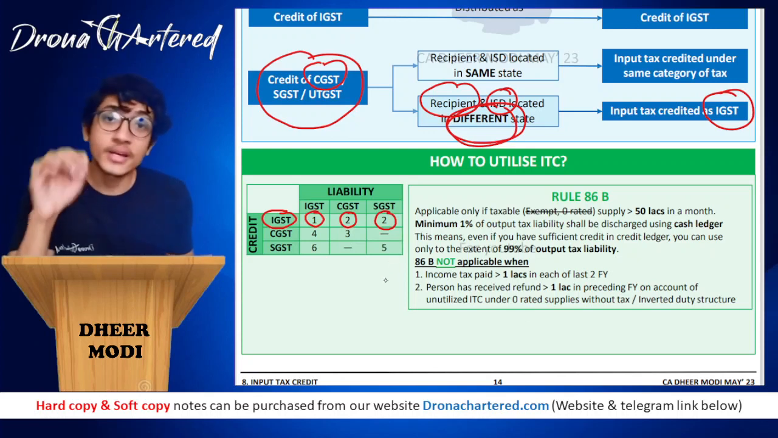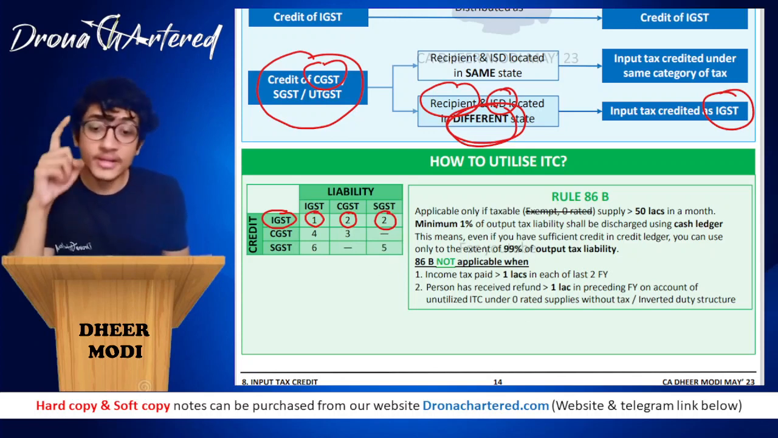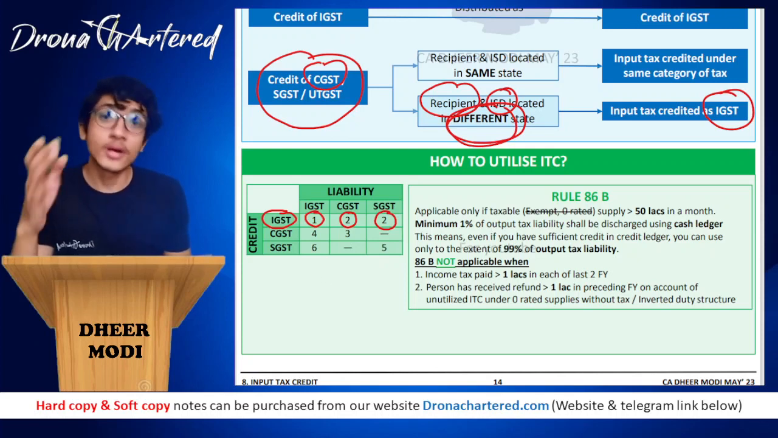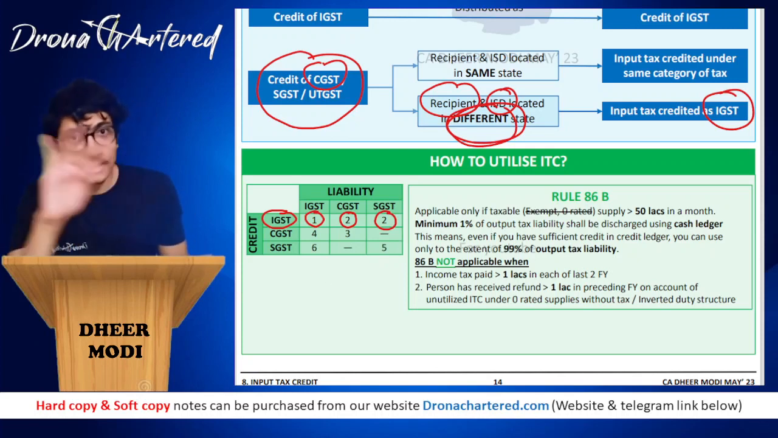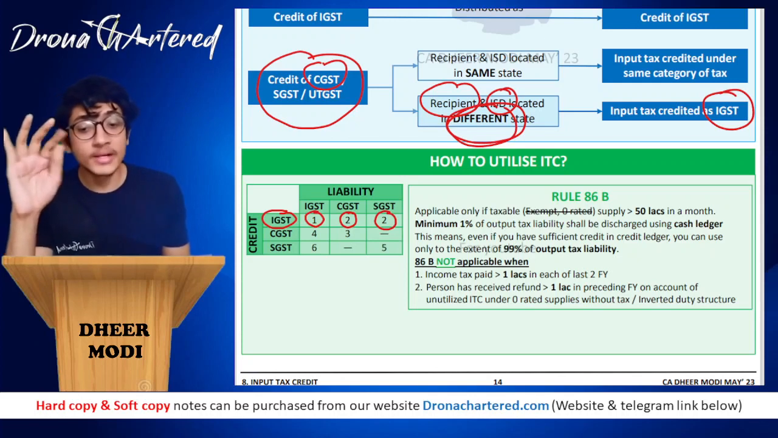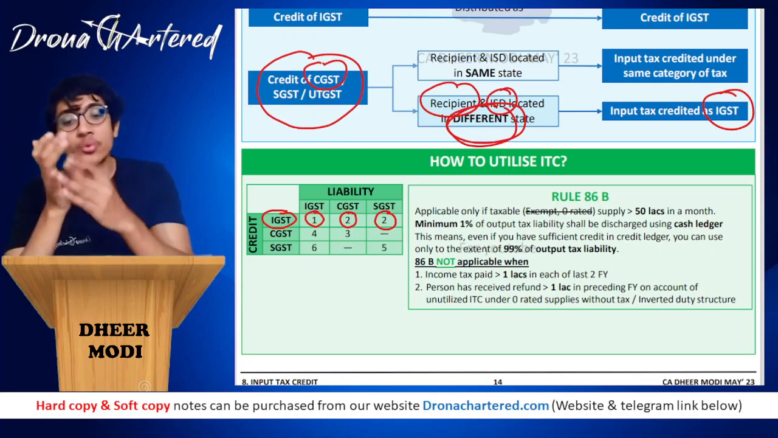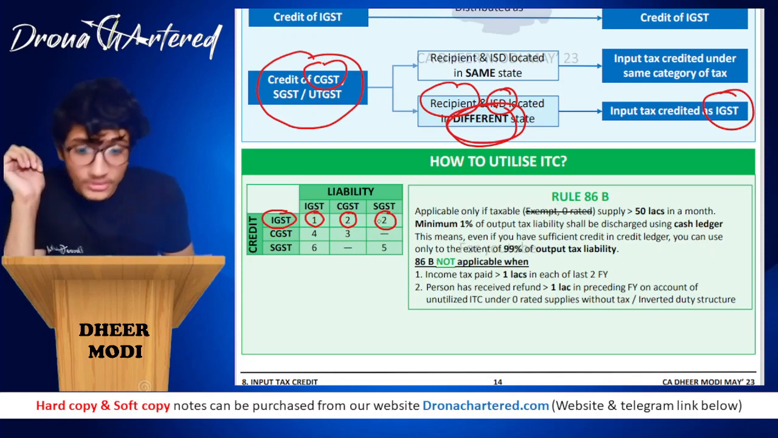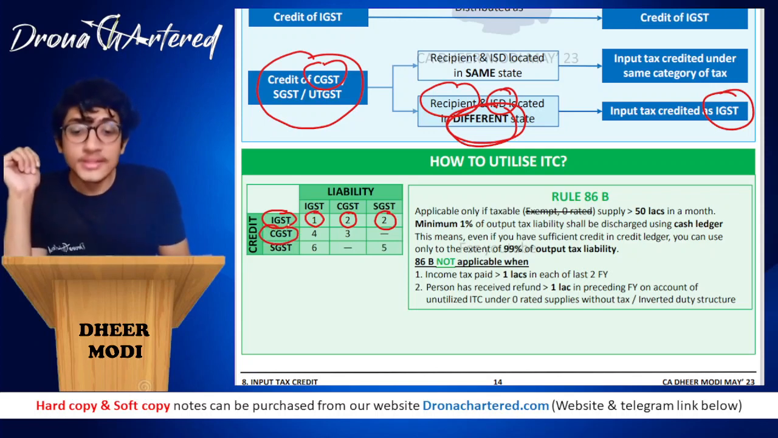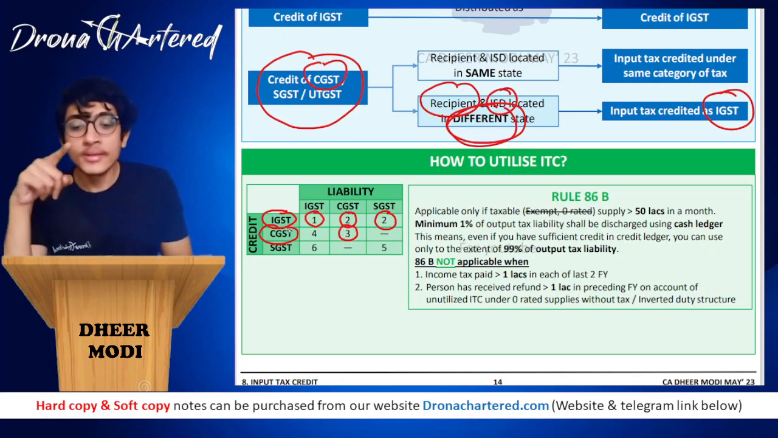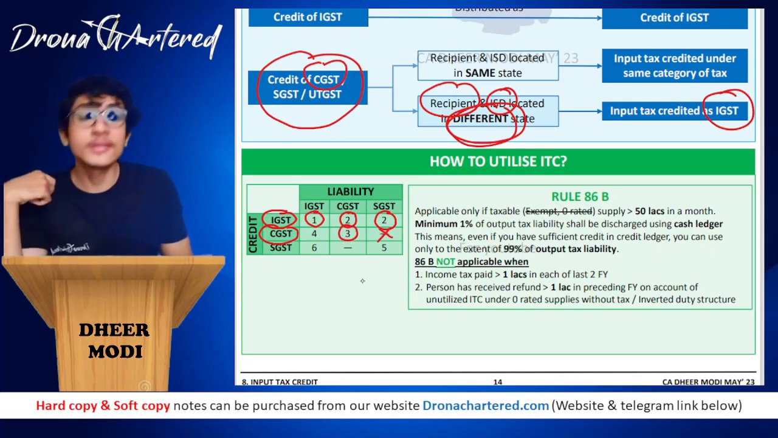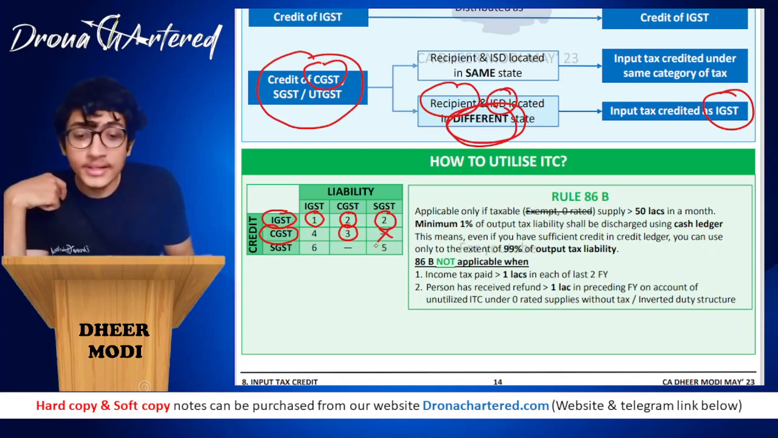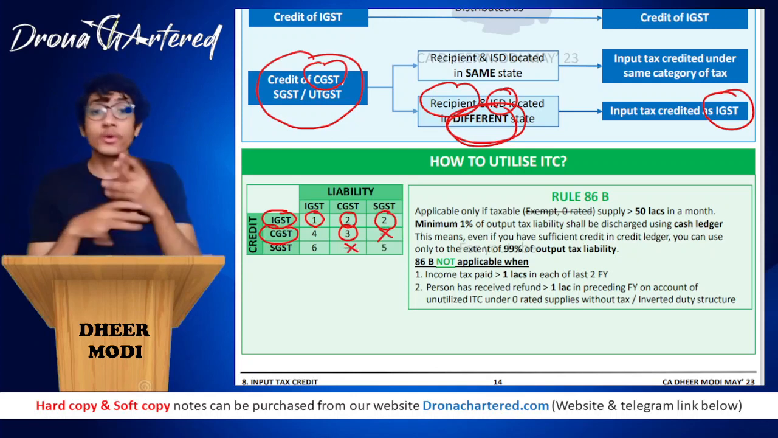So first my credit of IGST has to be utilized against my liability of IGST. Once my IGST liability has been completed, if I still have IGST credit, I can use it to settle my CGST and SGST liability. My CGST credit will first be used against CGST only. What you have to remember is CGST credit cannot be used against SGST, and SGST credit cannot be used against CGST. They cannot be interlinked.